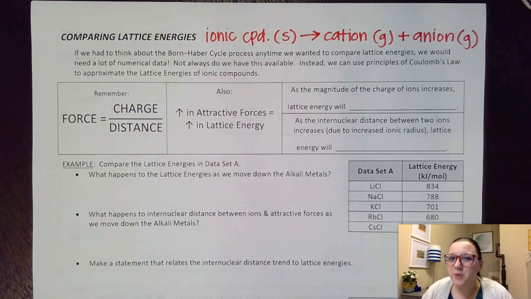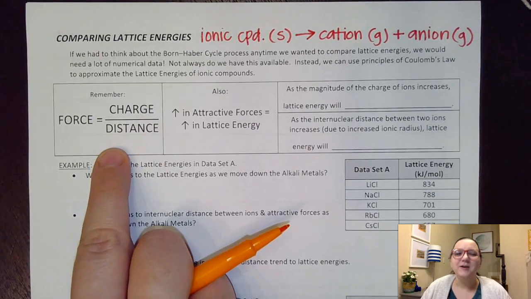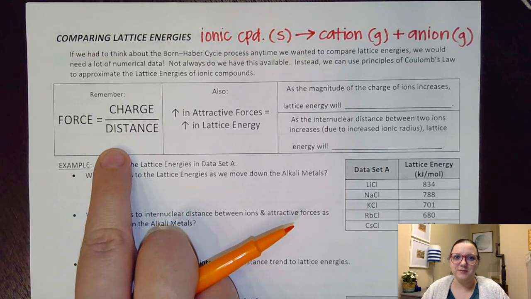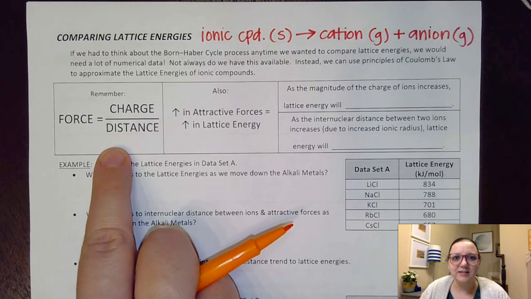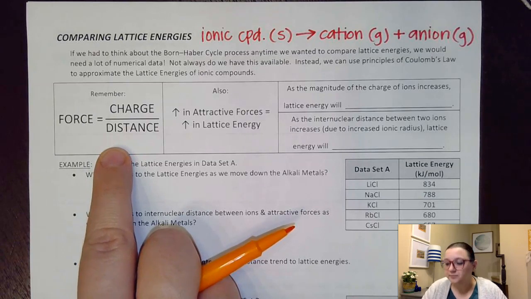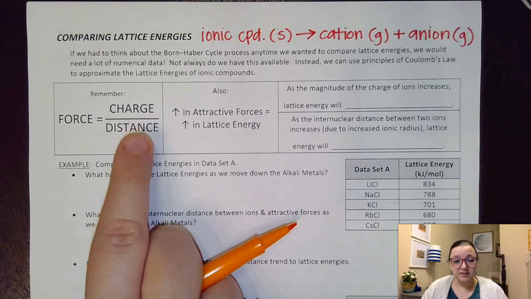So surprise, surprise, look what's come back. Everybody's favorite, Coulomb's law. We're going to see Coulomb's law pop up all the time in AP chemistry. So it's kind of one of those things we just want to get used to seeing to help us justify all kinds of various phenomena that we see. So as a reminder, our force of attraction is equal to charge over distance.